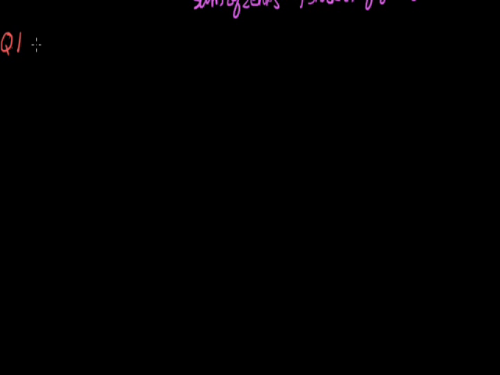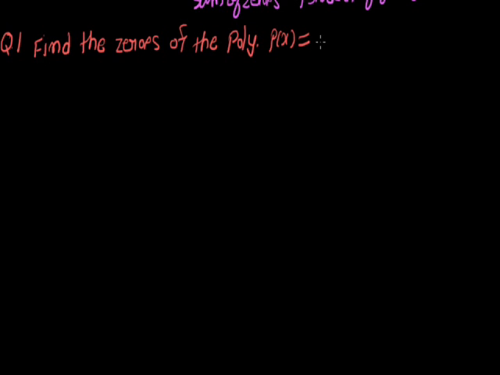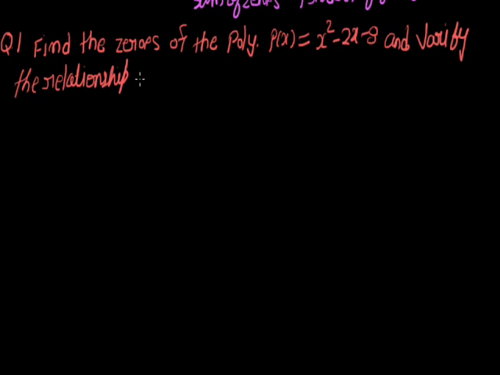Our first question is: find the zeros of the polynomial p of x is equal to x square minus 2x minus 8, and verify the relationship between the zeros and the coefficients.